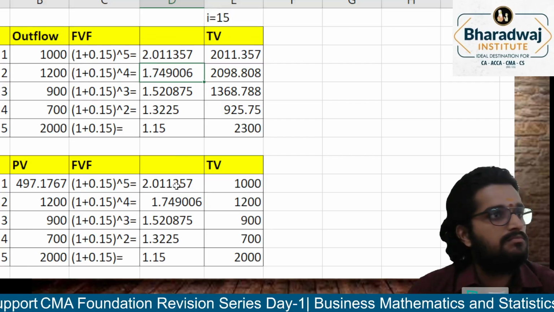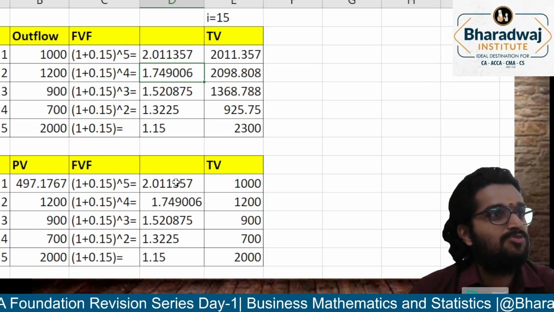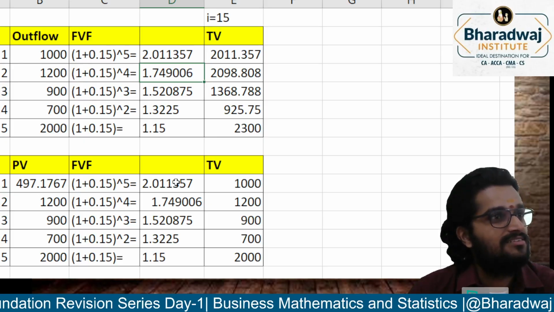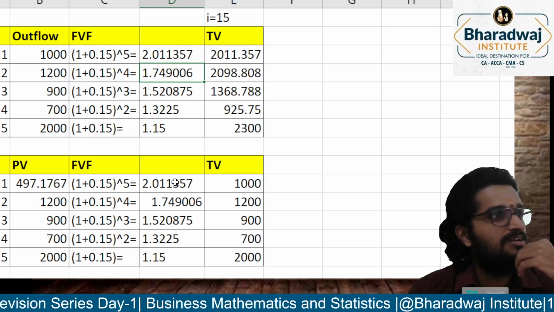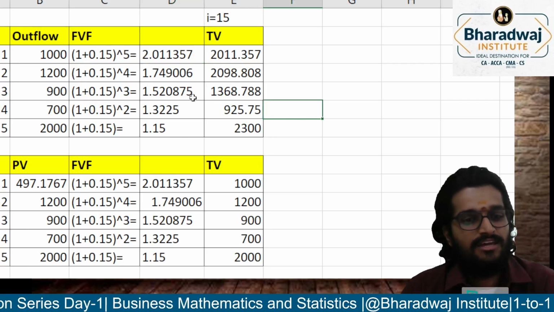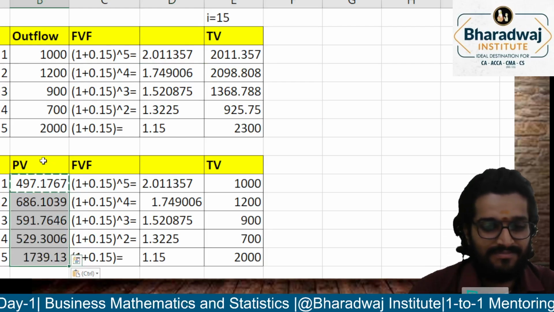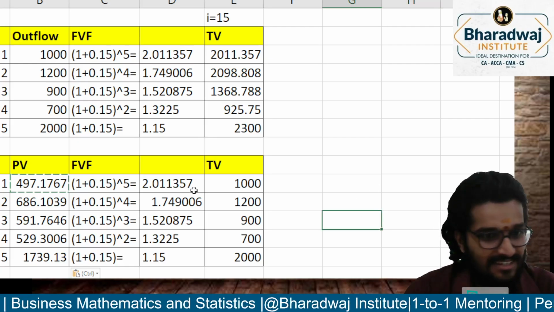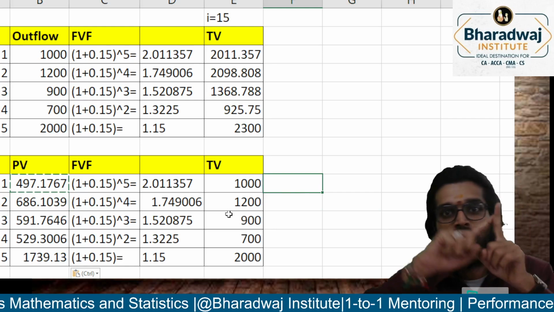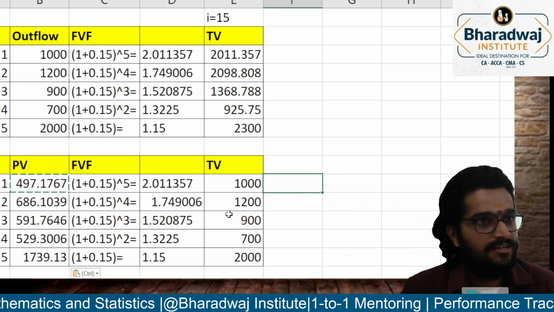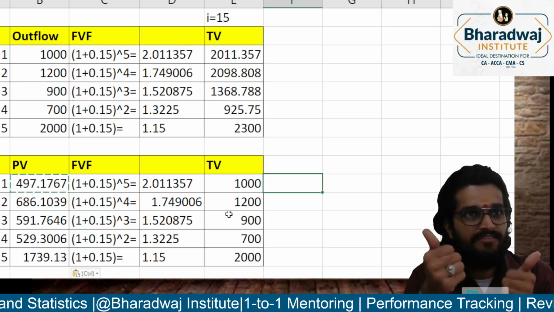Anybody not getting it? The old Bharatwaj students, the original OG Bharatwaj students. Now, division students.